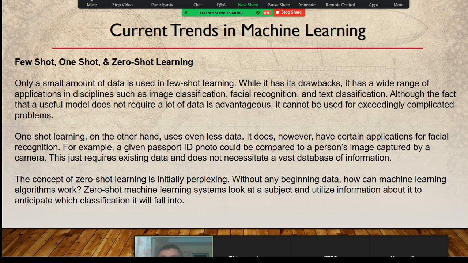The concept of zero-shot learning is initially perplexing. Without any beginning data, how can machine learning algorithms work? Zero-shot machine learning systems look at a subject and utilize information about it to anticipate which classification it will fall into.